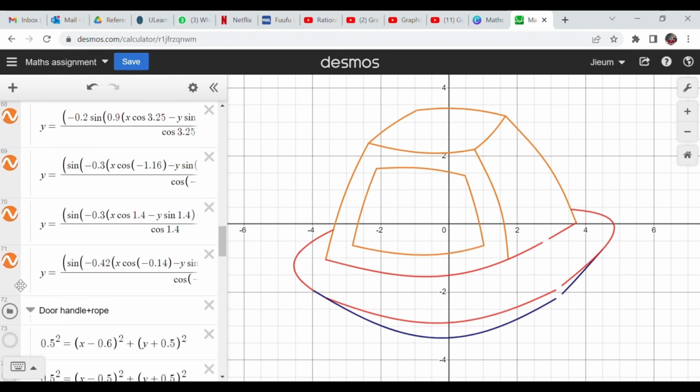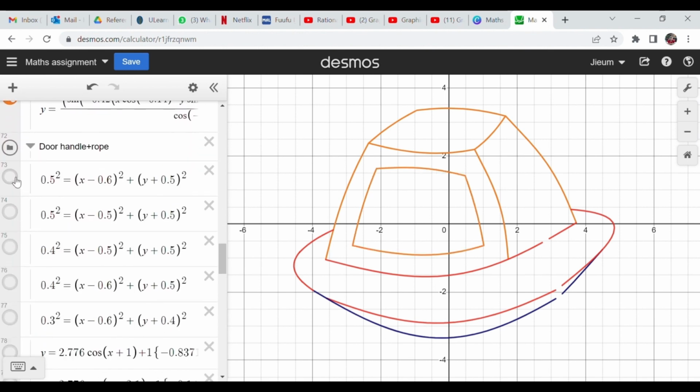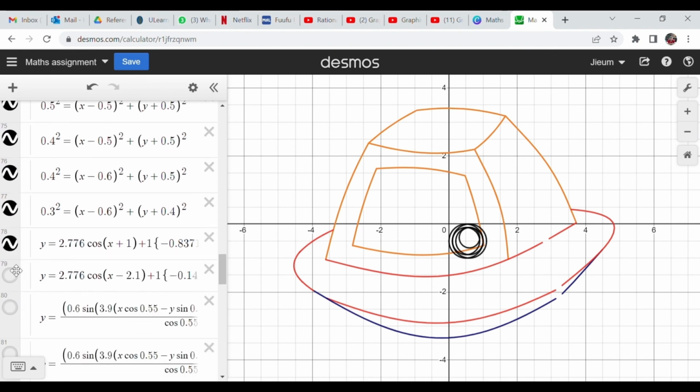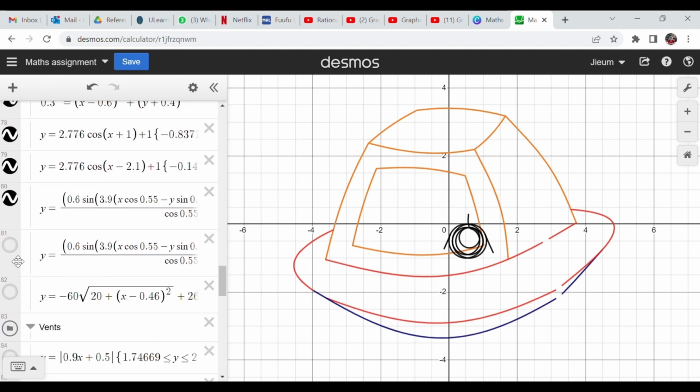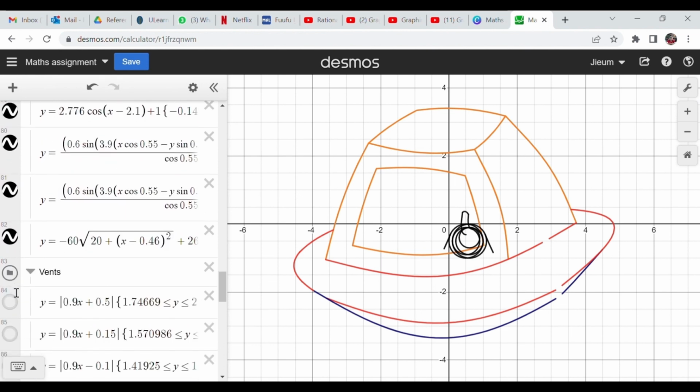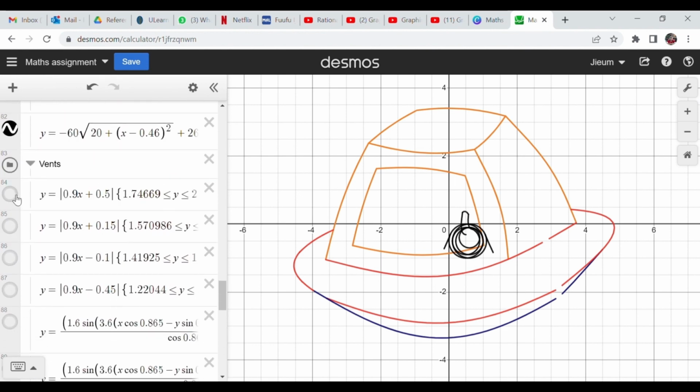This section is for the rope and door handle. The rope section is a bit interesting because we use 5 circles and 2 cosine graphs to create the rope. The door handle is made up of 2 trigonometric functions and 1 polynomial function. The door handle doubles as a hook for the rope to be hung on.